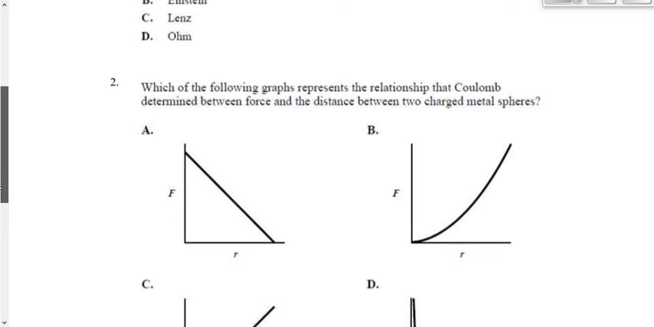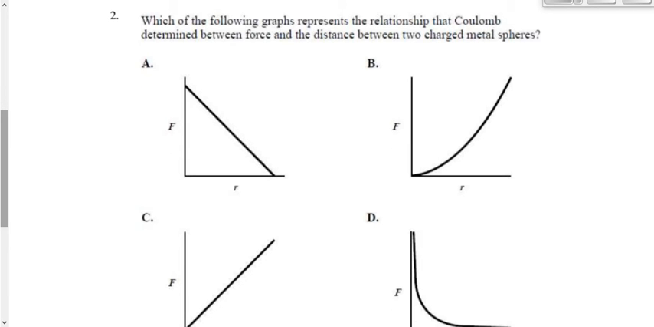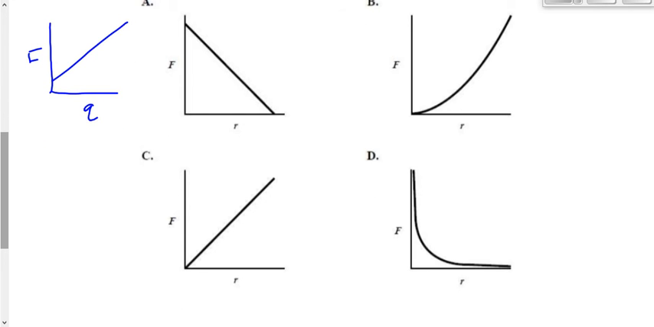Good. Question number 2. Which of the following graphs represents the relationship that Coulomb determined between force and distance between two charged metal spheres? Force and distance. If I was plotting force versus charge, whether it be charge 1 or charge 2, what relationship would I get? That's a linear relationship, somebody said, right? It's going to look like this. So if the relationship between F and Q is linear, then it's certainly not linear between F and R, right? So we know that C is not the case. Which one is it? Is it A, B, or D?